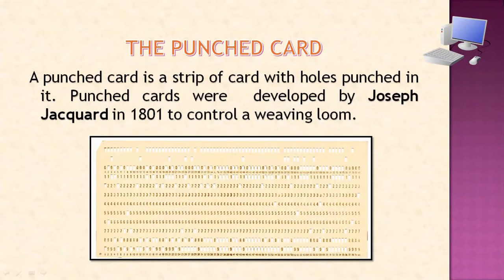Next is the punch card. It is a strip of card with holes punched in it. Punch cards were developed by Joseph Jacquard in 1801 to control a weaving loom. Later, punch cards were used to program or give instructions to computers.